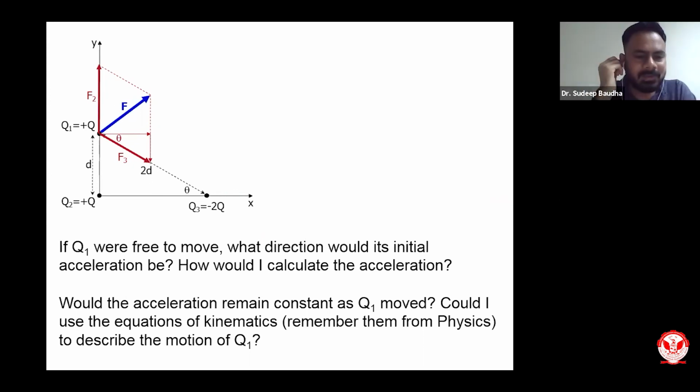Some other questions which could be entertained: would the acceleration remain constant as Q1 moved? Could I use the equations of kinematics? Please remember from your physics class to describe the motion of Q1. If you have got this concept, then you can rely on other concepts of physics and address these fundamental problems: what could be the acceleration of Q1, what will be the direction of motion, and all sorts of things. That I leave up to the audience to think about and come up with some concrete answer, as someone has just answered about the direction of initial acceleration.